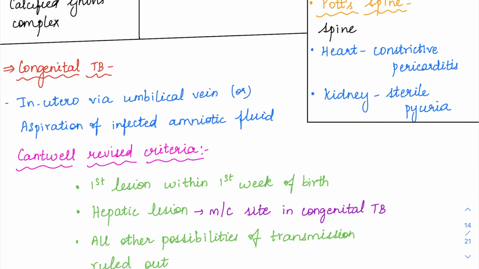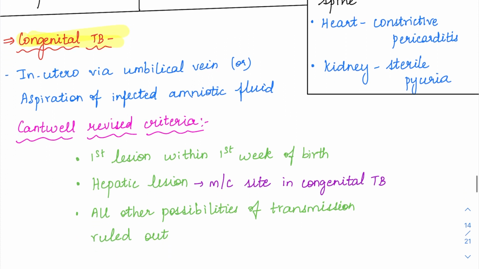So let's see about congenital tuberculosis. Congenital tuberculosis is the one in which a newborn child is going to have tuberculosis. How? Because the mother is infected, and from the amniotic fluid, by aspiration of the amniotic content, the fetus can get infected, or it can also get infected via the umbilical vein.